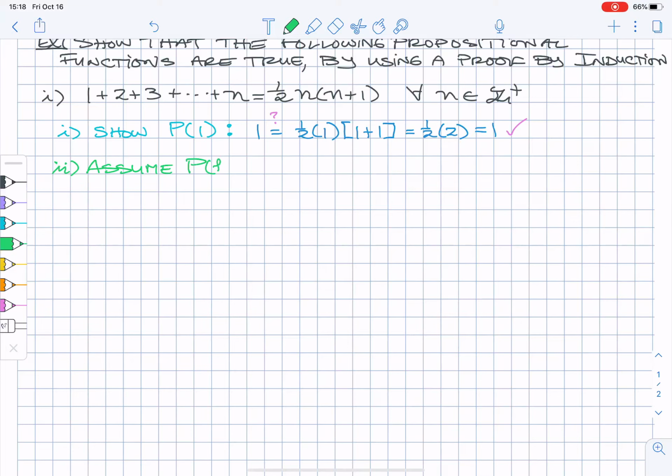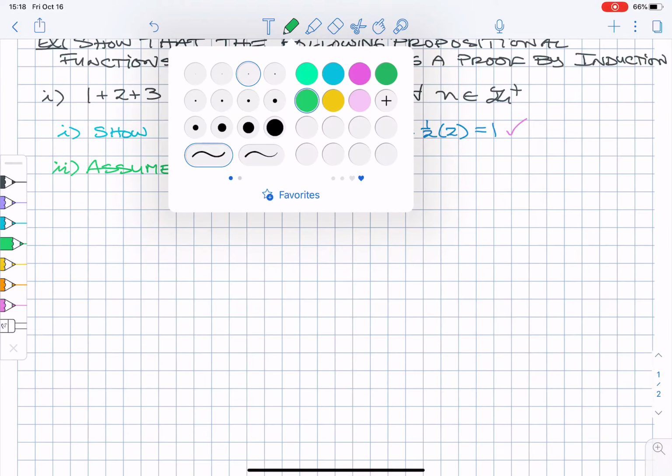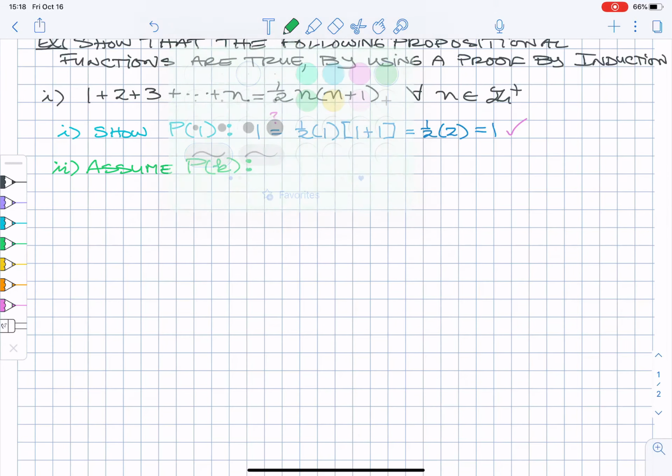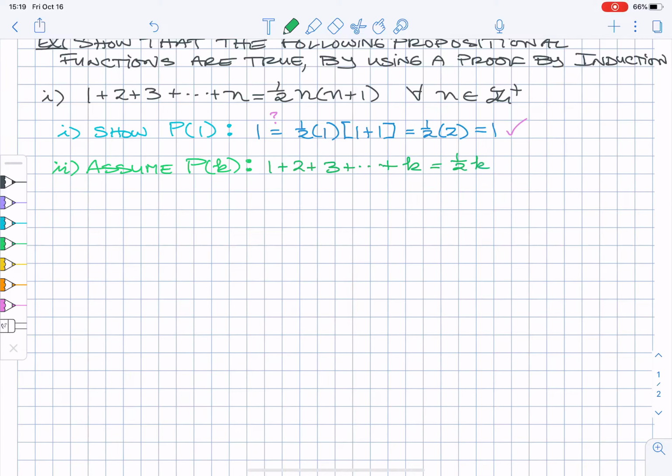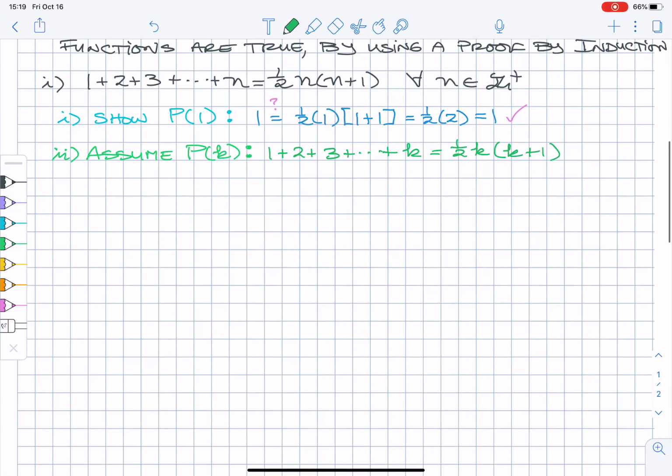Okay, so step 2 will be assume p of some integer k. So what that assumption means is that we're assuming that 1 plus 2 plus 3 plus ... plus k, we're going only up to the integer k, is 1/2 integer k times integer k plus 1. That's my assumption step, which is basically just rewriting the proposition without n's, but instead with k's.